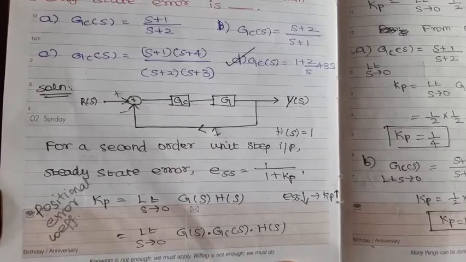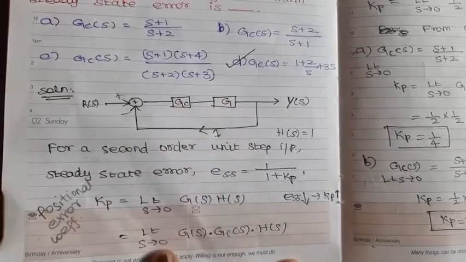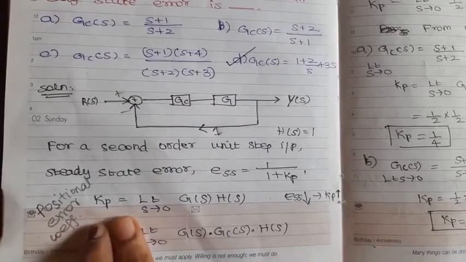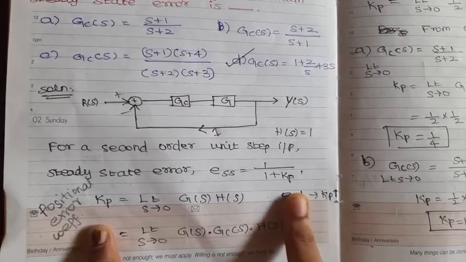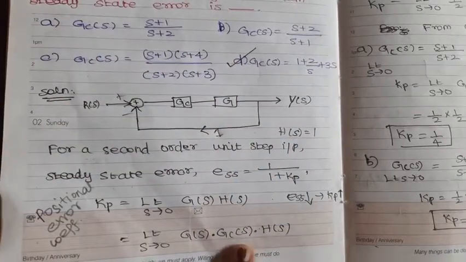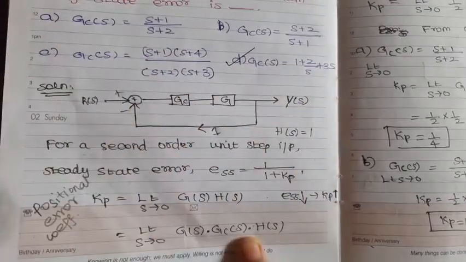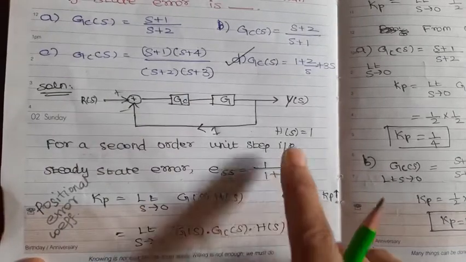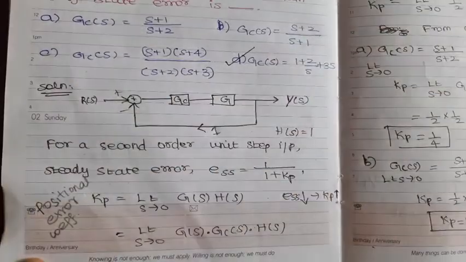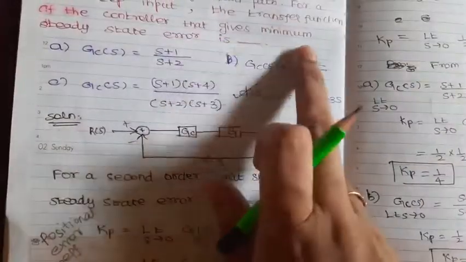Here two blocks are connected, the controller and the given transfer function, so Gc(s) G(s) H(s). First we will find out the positional error coefficient, then substitute it here. We'll take Gc(s) as option A, then take options B, C and D one by one, and find out Kp. From that Kp you can substitute in this formula, find out the steady state error, and compare all the values. We'll see which will give the minimum steady state error.